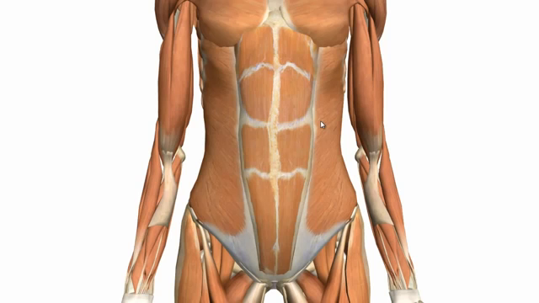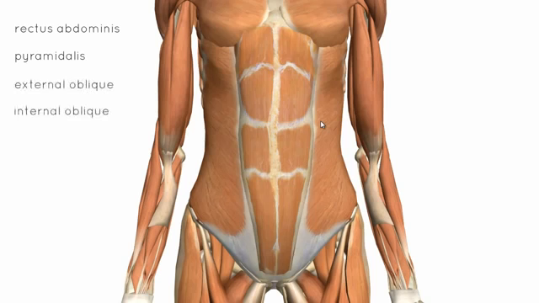So in the anterior abdominal wall you've got 5 muscles, and these are all innervated by anterior rami of spinal nerves T7 to L1. So you've got the rectus abdominis, the pyramidalis, the external oblique, internal oblique and transversus abdominis. So I'll just take you through these muscles now.